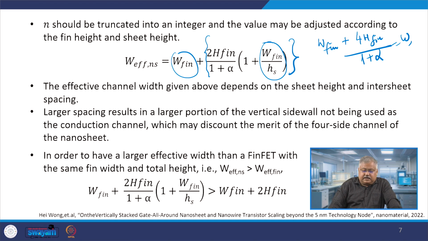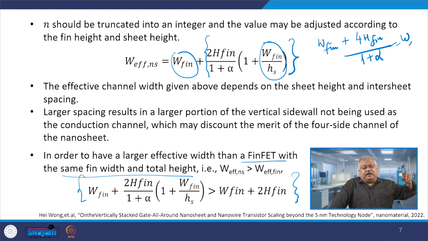Now, large spacing results in a large portion of the vertical sidewall not being used as conductance channels, which means that if your spacings are large between two nanosheets, then you might not actually use the sidewall. So, rather than a GAA device, the electrons will be flowing across only two sides of the channel, right. So, in order to have a larger effective width than a FinFET with respect to the same width and total height, we define this as the inequality which one has to sustain in order to achieve a larger effective width than a FinFET.